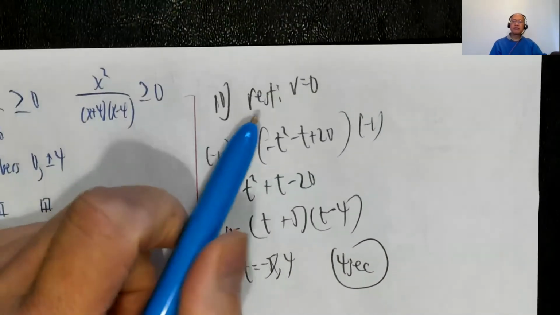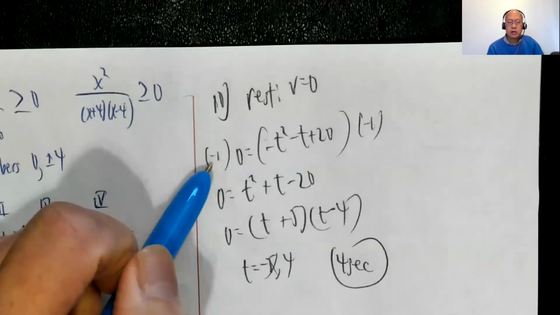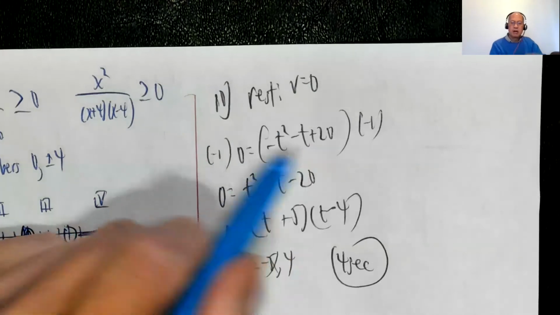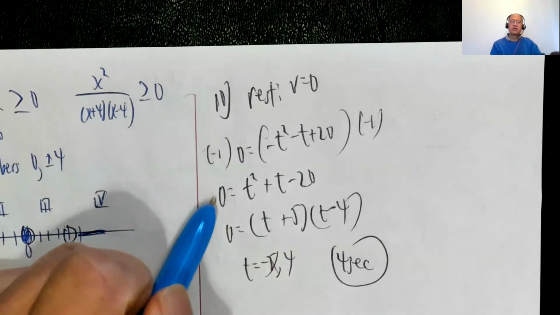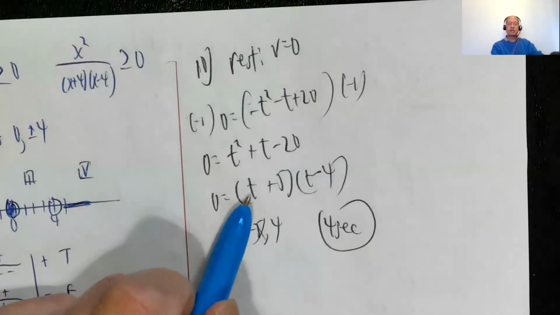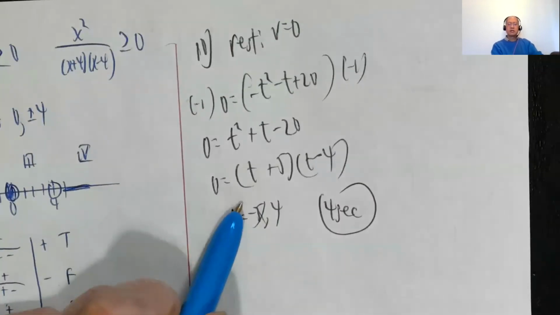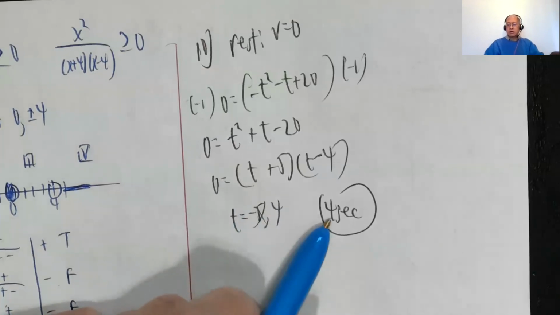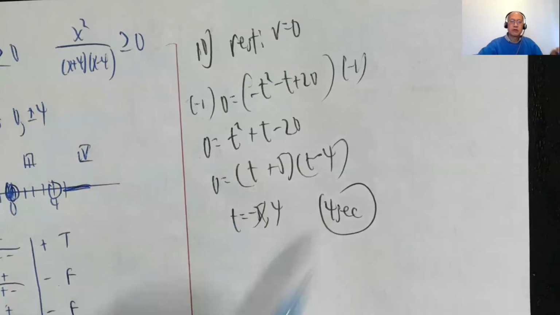And number 10, rest means velocity equals 0. So I just said 0 equals negative t squared minus t plus 0 plus 20. Multiply both sides by negative 1. 0 equals t squared plus t minus 20. Factor: (t plus 5)(t minus 4). So this means t equals negative 5. Can't do it. t equals 4. So the particle comes to rest after 4 seconds.